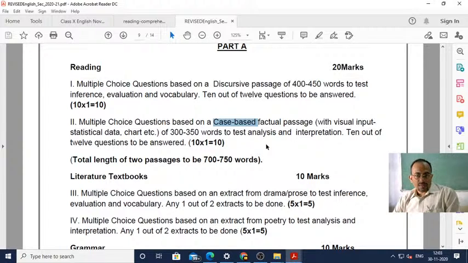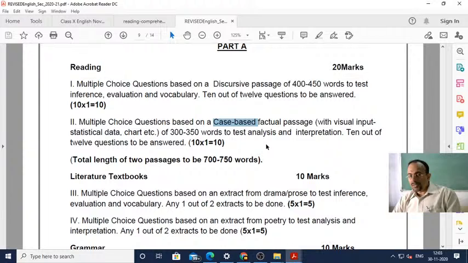Research is done on a particular matter, so research and then survey based topic will be given to you in the second question. That is a case based factual passage with visual input, statistical data, chart, etc. So the questions will be based on a variety of areas, like statistical data, pie chart, and bar graph, based on which the questions will be asked.